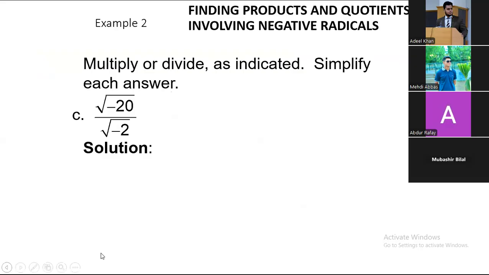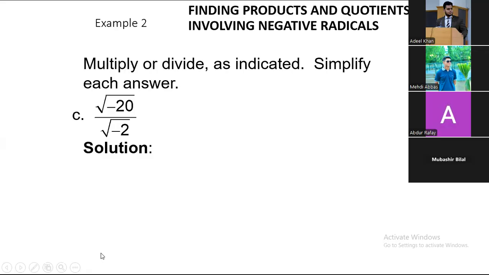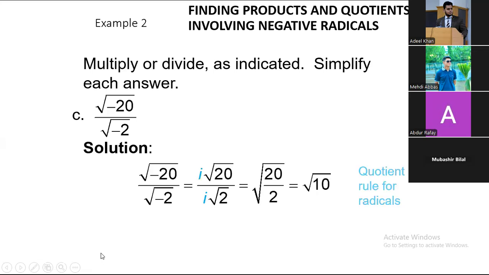The concept of both the values, that is square root of 20 divided by square root of -2. So how can we solve these things? We further need to get the value of square root of -20. We know that square root of -20 is represented as iota square root of 20, as well as square root of -2 would be represented as iota square root of 2.